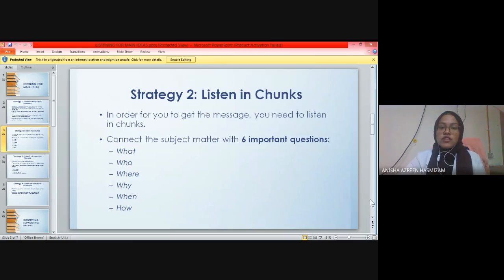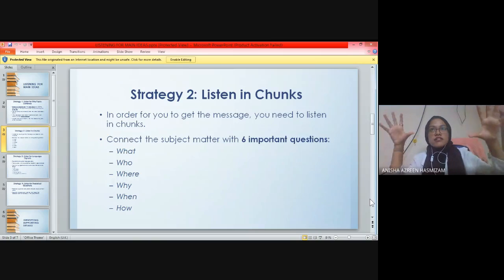Okay, strategy 2, listen in chunks. Okay, in order for you to get the message, you need to listen in chunks. Connect the subject matter with 6 important questions. What, who, where, why, when, how. Okay, listen in chunks ni maksud dia, awak kena bahagikan dia kepada topik-topik lah.